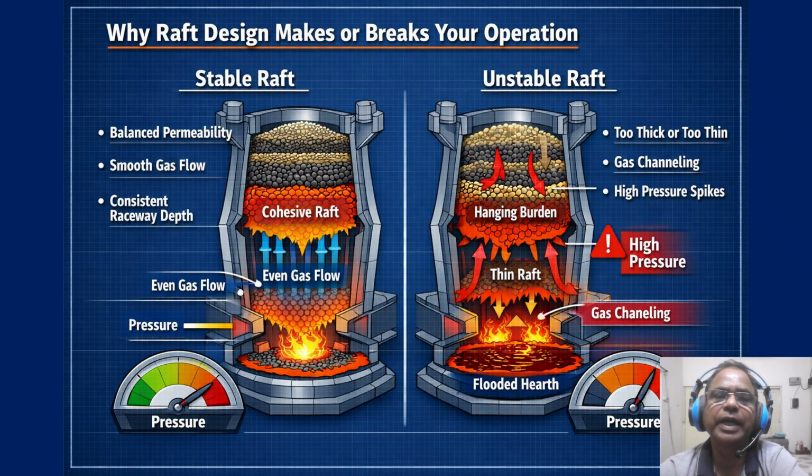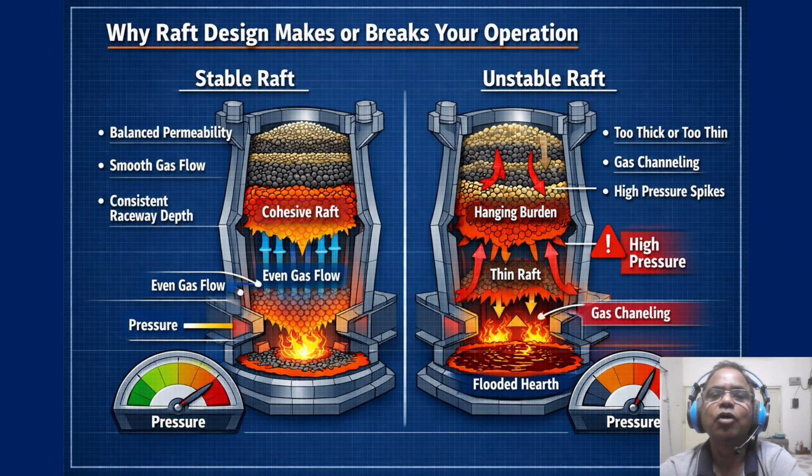Now look at the right. What happens when your raft design is sloppy? Gas channels, pressure spikes, and suddenly you are calling the maintenance shift. Why does this matter to you? Because a poorly designed raft directly hits your KPIs: productivity drops, coke rate goes up, and silicon spikes. You have all seen it. The furnace starts breathing, the top gas pressure fluctuates, and you are chasing the temperature all shift.